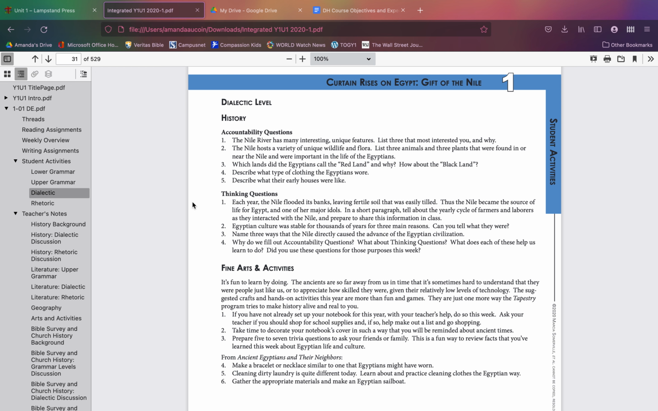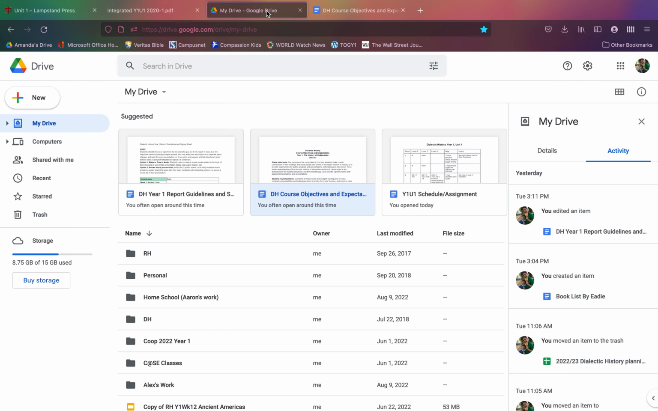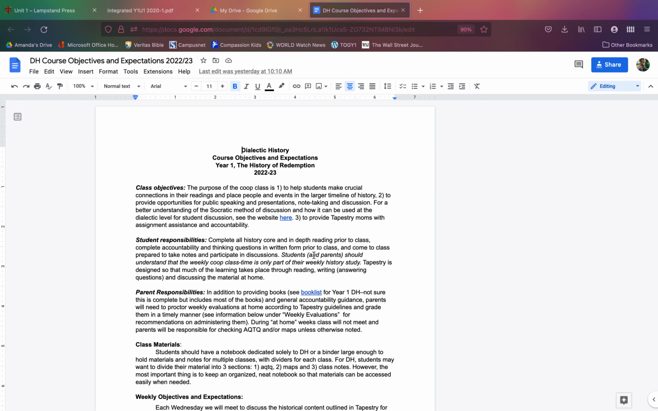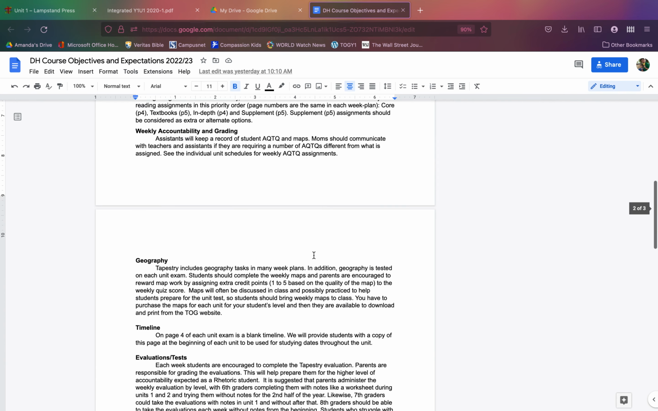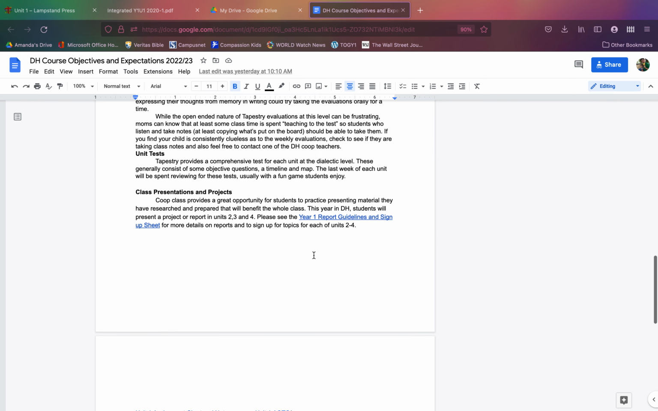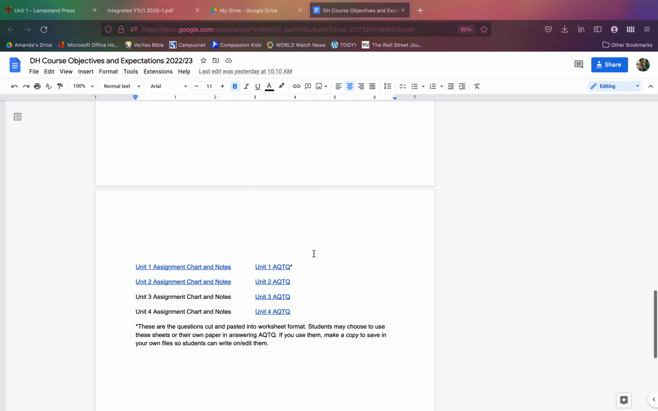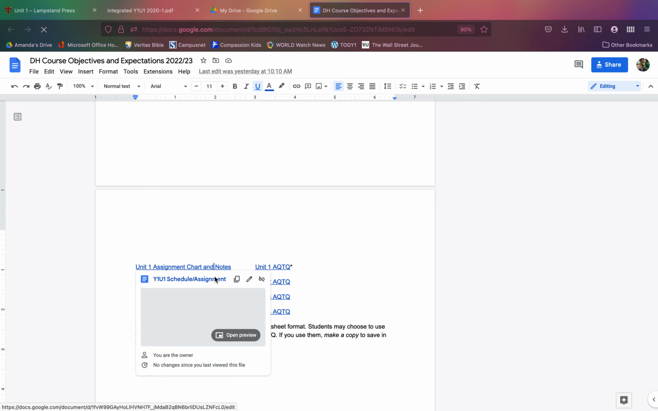Pretty rare. What they're going to have on the assignment page, maybe this would be a good time to look at that actually, rather than doing a separate video. If I go back to the course objectives and expectations, I have that pulled up here. If you go down to the bottom of that, there's the Unit 1 assignment chart and notes. Let's open that.